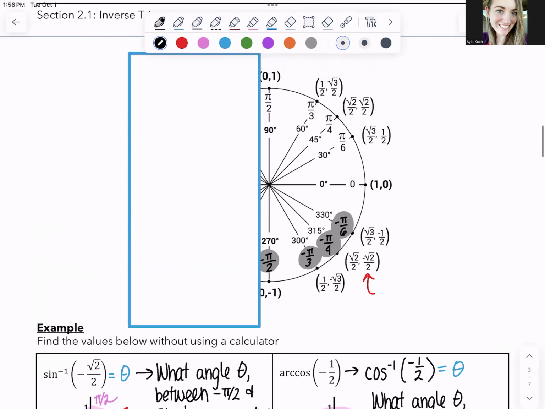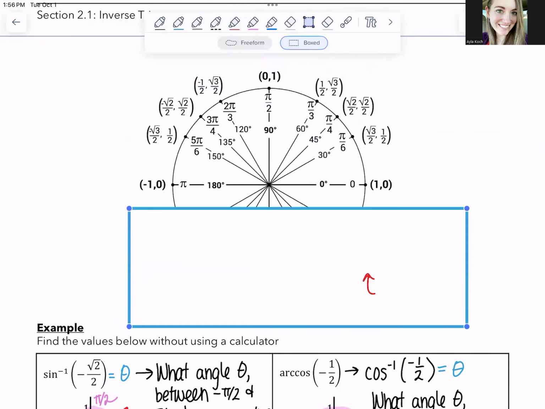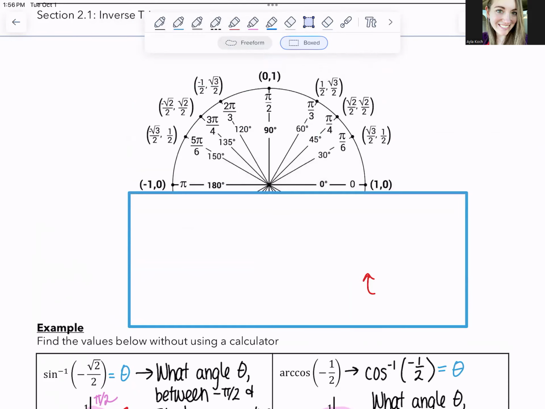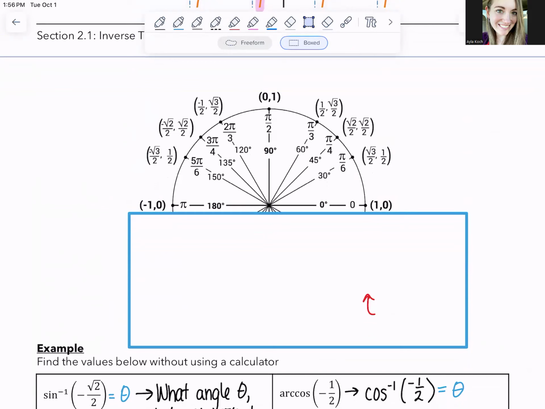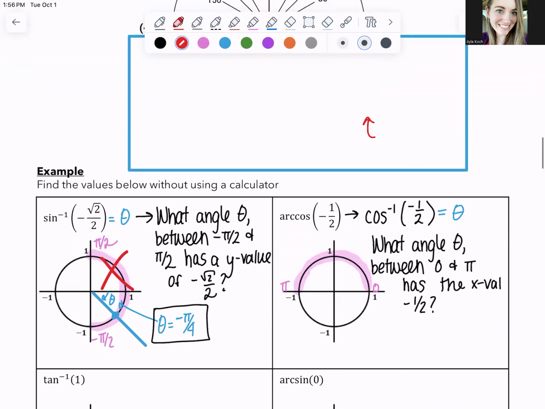Right, so now I don't care about this bottom half. I do care about the top half. That's the part from 0 to pi that I highlighted. We're asking, where is the x value negative 1/2? Right here at 2 pi over 3. So theta is 2 pi over 3, somewhere up here-ish. Theta is equal to 2 pi over 3.